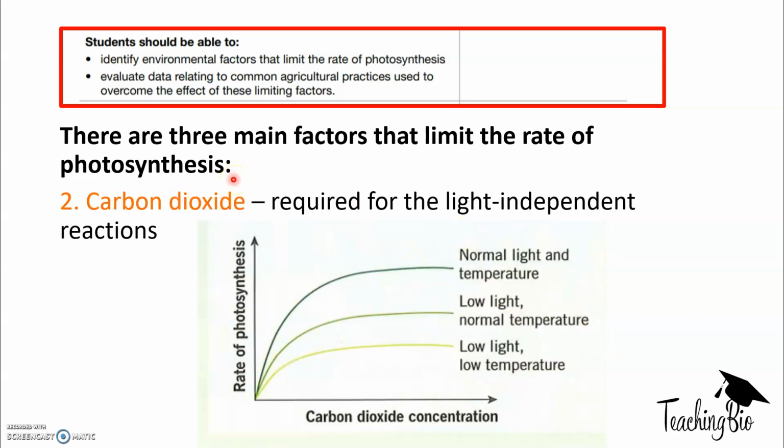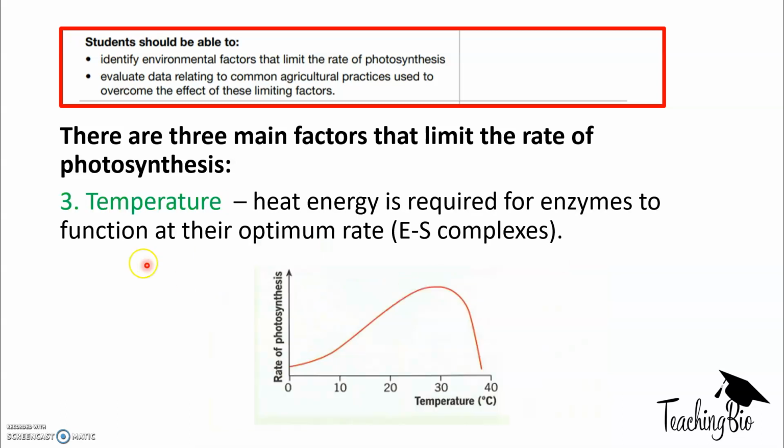Carbon dioxide is obviously needed because we need to fixate the carbon dioxide to ribulose bisphosphate to make our 2 lots of glycerate 2-phosphate to then go on to make glucose. And these are the 3 graphs. Again, the ideal conditions will be having decent light, good temperature, and high carbon dioxide concentration.